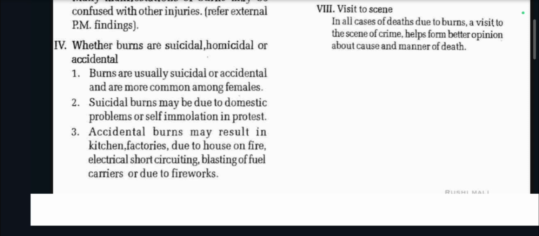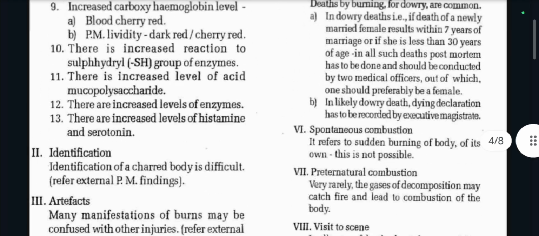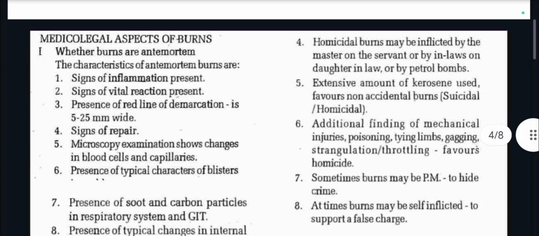Suicidal burns may be due to domestic problems or self-immolation in protest. Accidental burns may result in kitchens, factories, due to house on fire, electrical short circuiting, blasting of fuel carriers, or due to fireworks. So these are the points regarding suicidal and accidental burns. Homicidal burns may be inflicted by the master on the servant, or by in-laws on the daughter-in-law, or by petrol bombs. Extensive amount of kerosene used favors non-accidental burns. So these may be suicidal and homicidal.